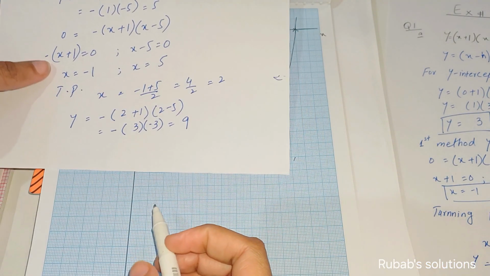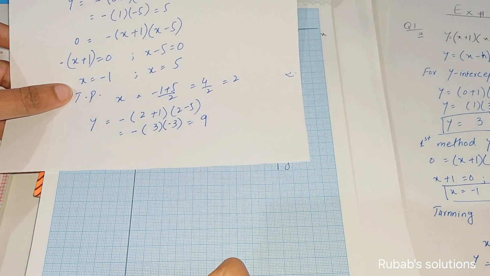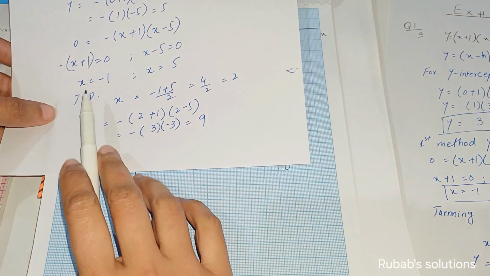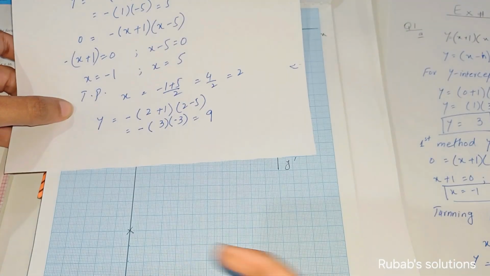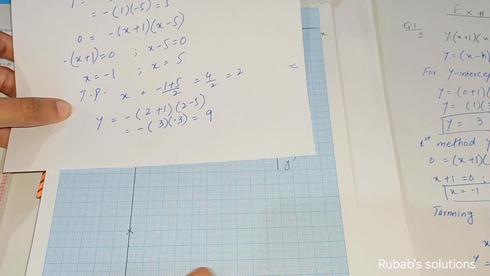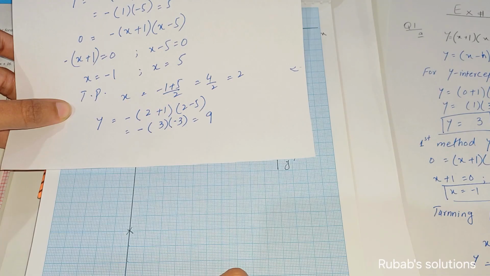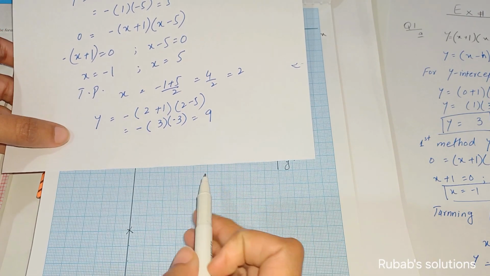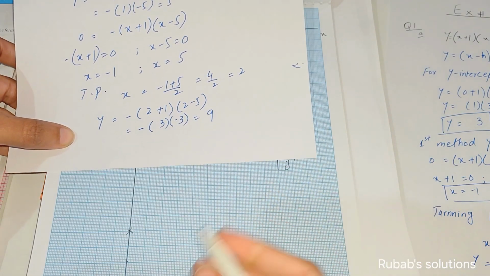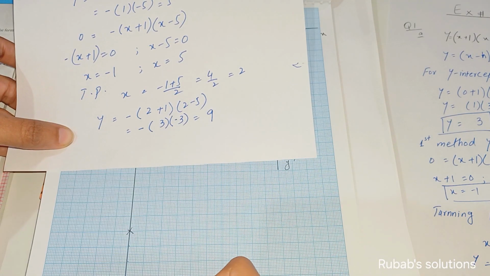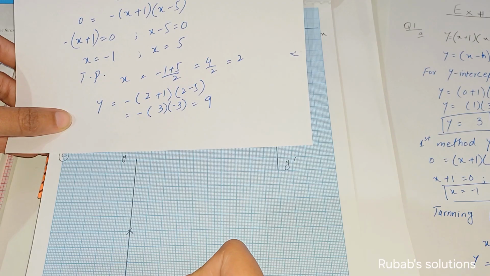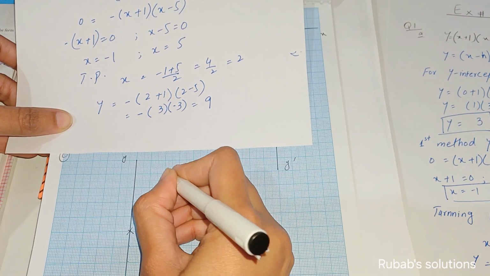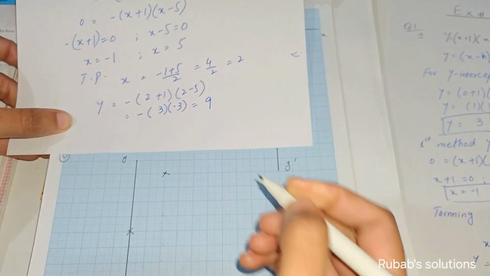Okay, the x coordinate, first of all y-intercept is 5. So 1, 2, 3, 4, 5. This is your point. Second is x coordinate, that is minus 1. This is a point. And second point is 5. 1, 2, 3, 4, 5. This is my point 5. Okay, the turning point is 2 and 9. 2, 1, 2 and 9. Okay, 1, 2, 3, 4, 5, 6, 7, 8, 9. This is here the turning point.